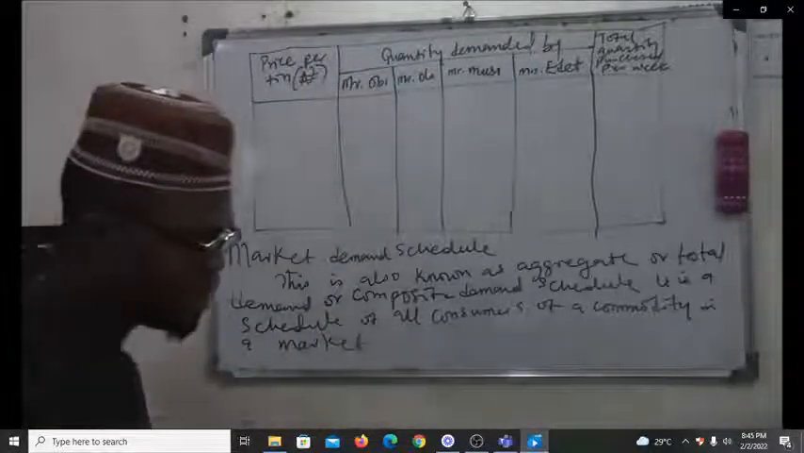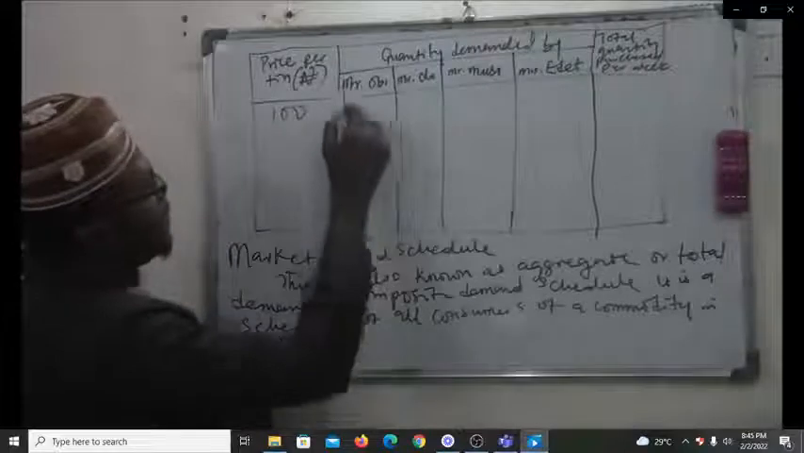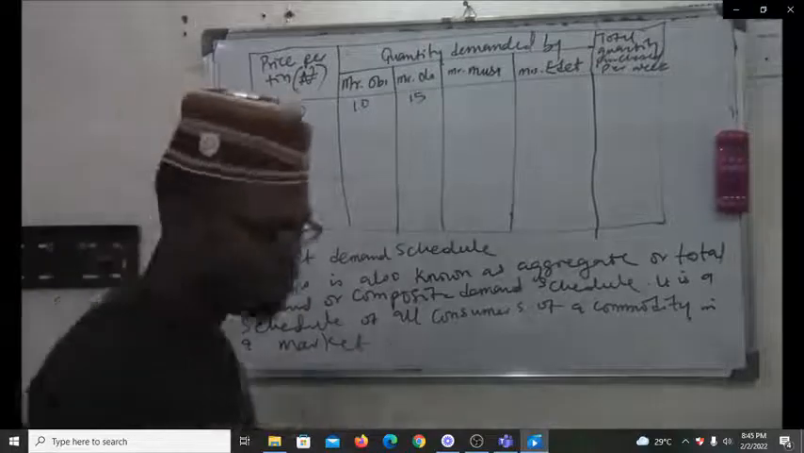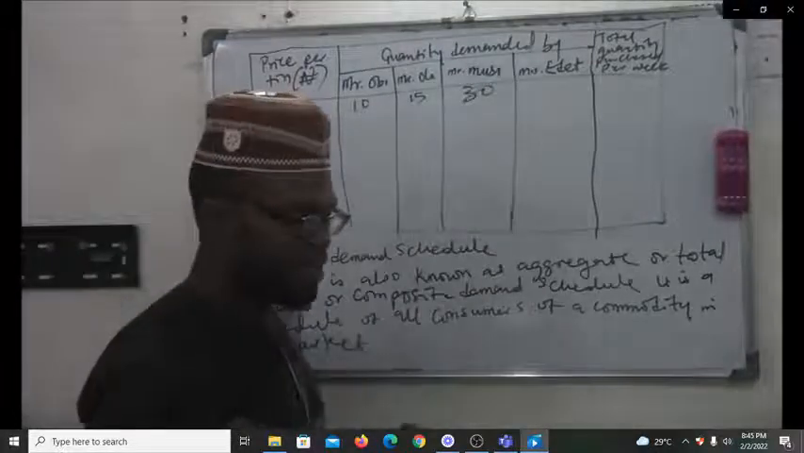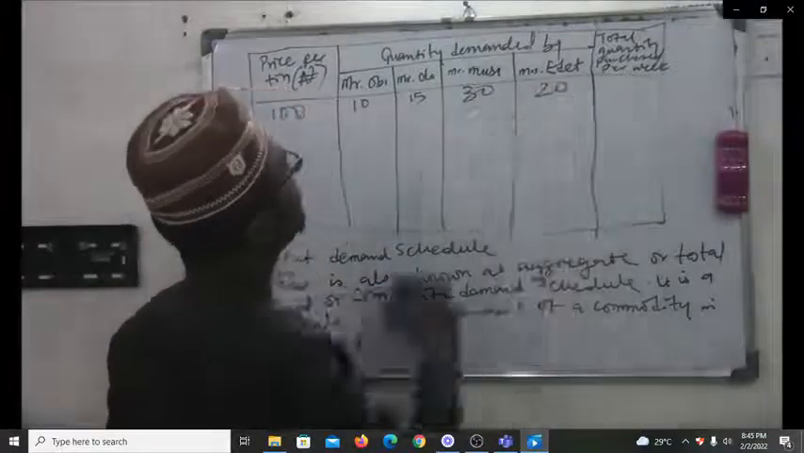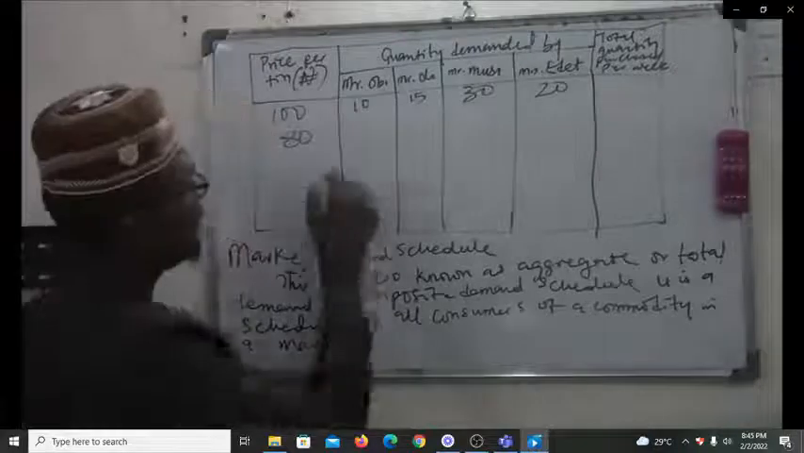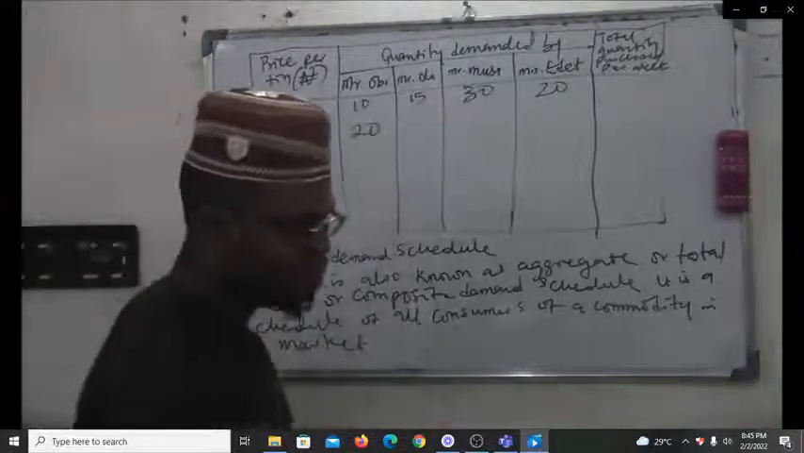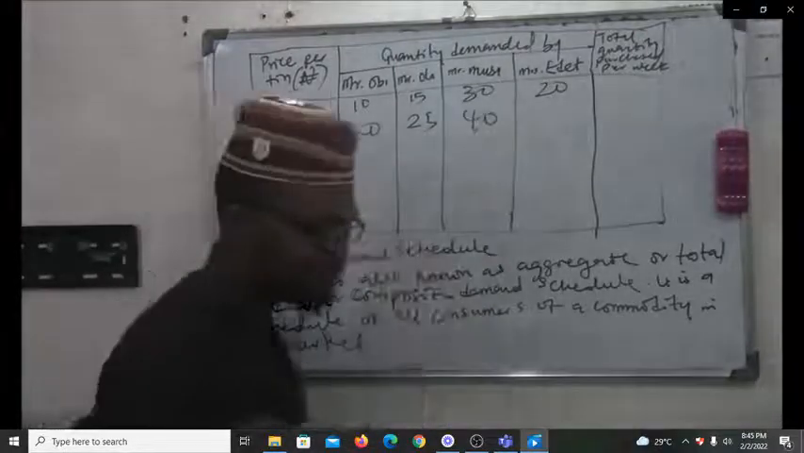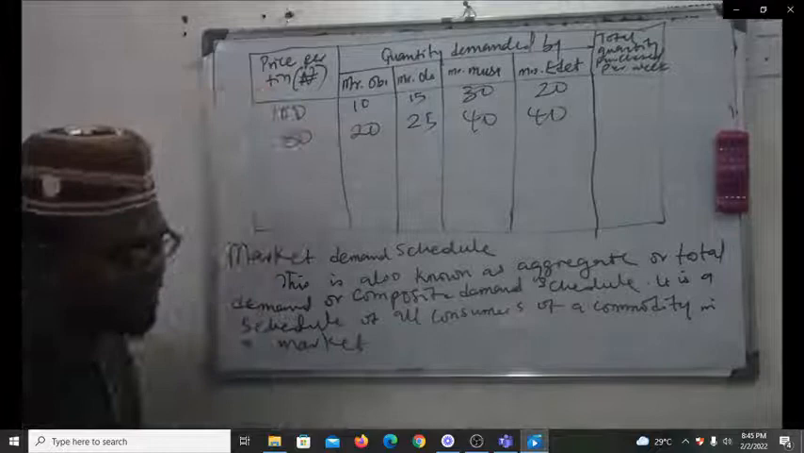So let's say that the price of the commodity is 100. Mr. Obi will demand 10, Mr. Ola 15, Mr. Musa 30, Mrs. Edith 20. And when the price is 80, Mr. Obi will demand 20. You see, it's increasing. Ola 25, Musa 40, Edith 40.